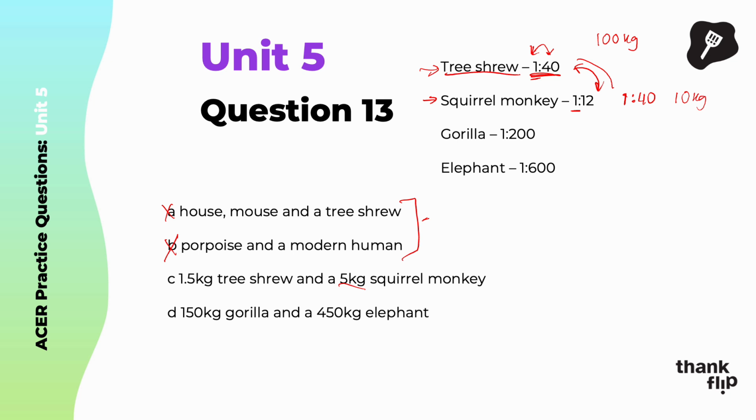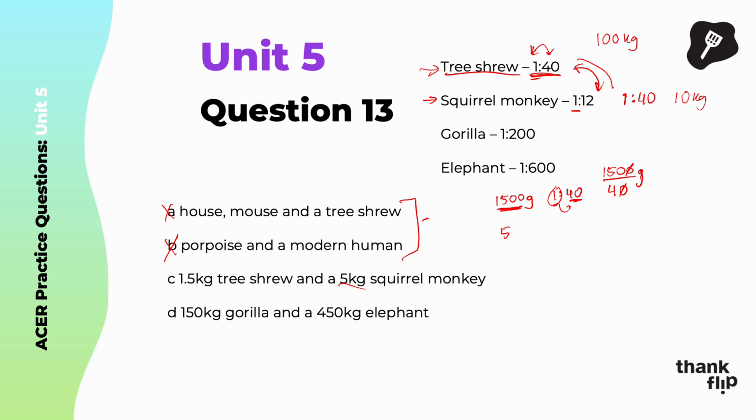Then we move on to options C and D. We are given the body masses of the tree shrew and squirrel monkey. Let's start off with the tree shrew. Because I don't like working in decimals in the GAMSAT, I'm going to change this to grams. So we have 1500 grams for the tree shrew, and the ratio is 1 to 40. This 1,500 grams is equivalent to the 40 because it's talking about the body mass. To find the brain, you ask how many times this fits into this. It's 40 times. So to find the brain mass for the tree shrew, you go 1,500 divided by 40. Just get rid of the zeros to make it cleaner. So this many grams is the brain of a tree shrew.